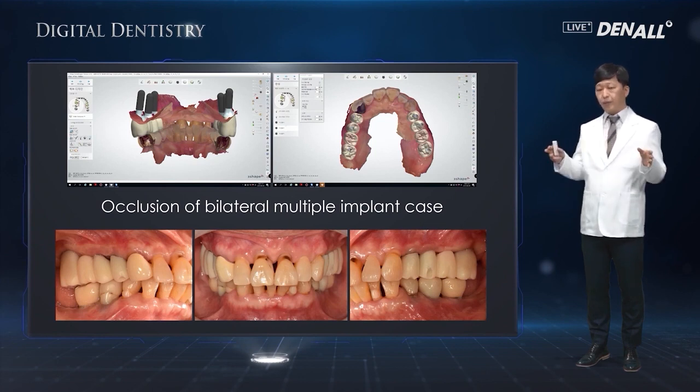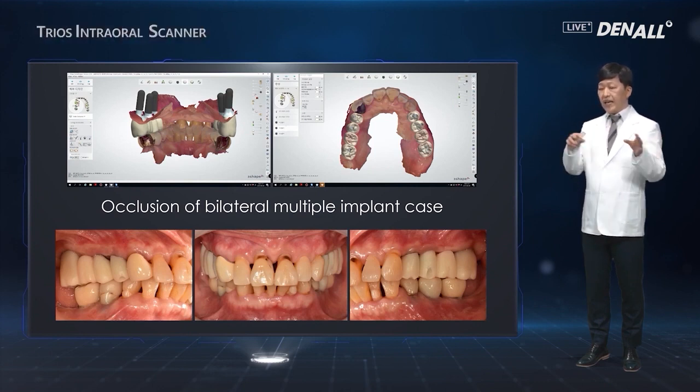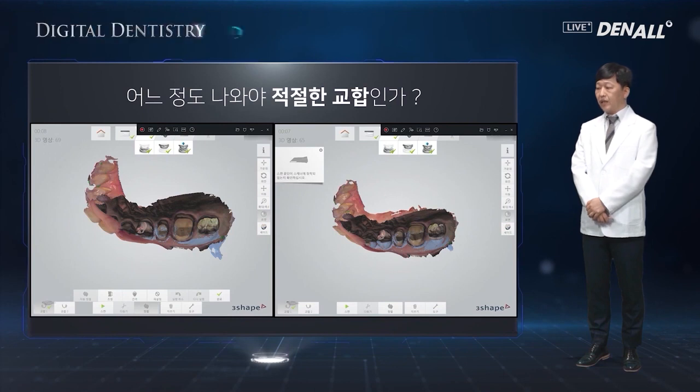Multiple teeth need to be restored in this case. It is hard to check whether accurate occlusion is acquired. Trios scanner can acquire very accurate occlusion in cases like this for bilateral prosthesis designing. What is the proper occlusion?